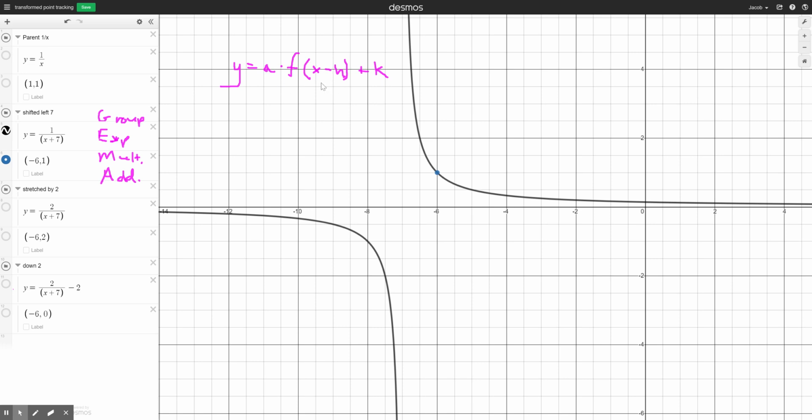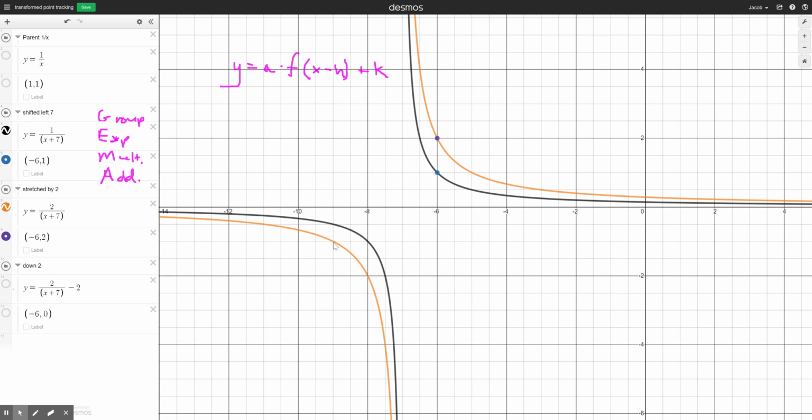There's no exponent group here. And we'll stretch our graph vertically by 2. So I'll multiply my y values by 2. So I'll take 1 and I'll multiply it by 2. So every other point gets multiplied by 2 as well. So that's why you see this yellow graph stretch out away and down away from all these values.